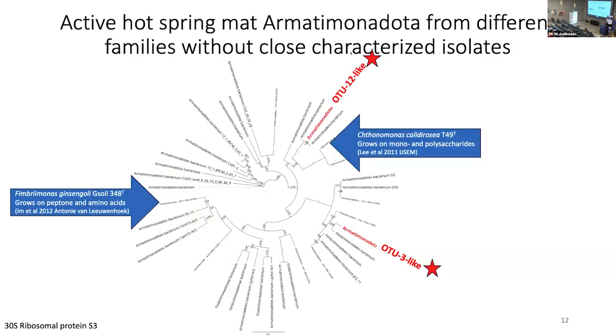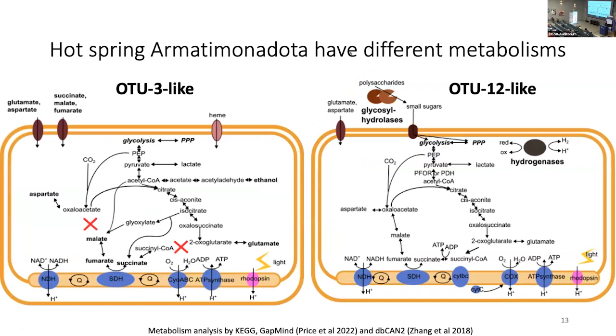Here is a ribosomal protein S3 tree of available genomes on NCBI. You can see our 2 strains are in red, and I've indicated with the arrows where 2 of the cultured members are. Our strains are pretty distant from the cultured ones, but we do know a little bit about these organisms. The ones that have been discovered tend to either use sugars or be more proteolytic. So from our metagenome, we're able to predict a bit about the metabolisms of our 2 strains.